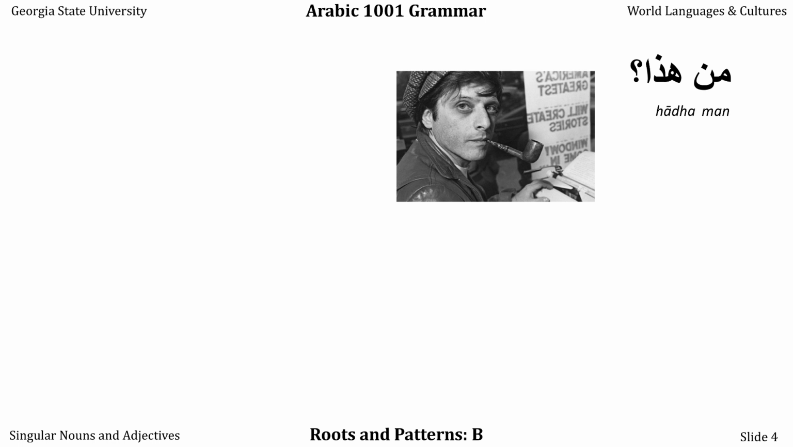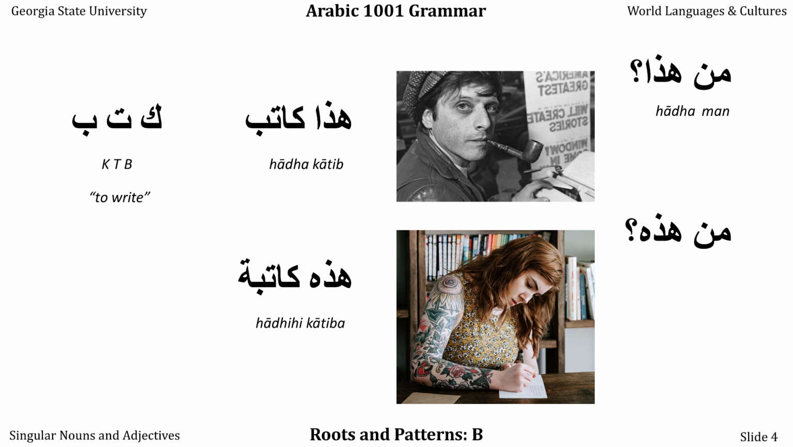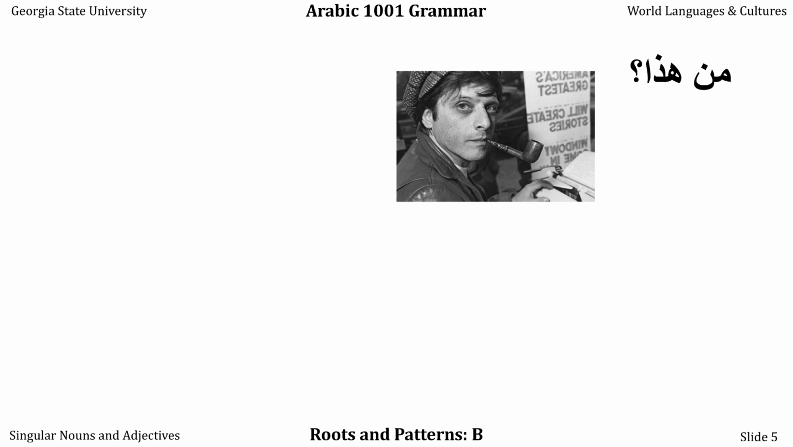We're going to ask men hadha, who is this? And our answer is hadha katib, this is a writer. It's very evident that it comes from the same kaf ta ba root for to write. And here's another word from the same root, hadihi katiba, this is a writer. All we've done is taken katib and put ta marbuta on the end to make it feminine. They share the same kaf ta ba root, and therefore they have similar meanings, to write. But in this section, we're not looking at the root, we're looking at the patterns the roots go into.